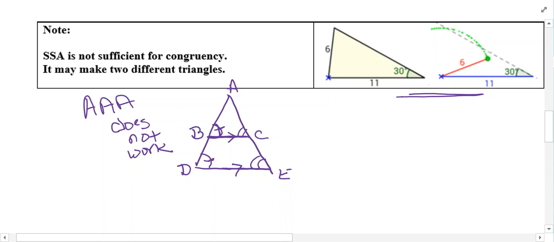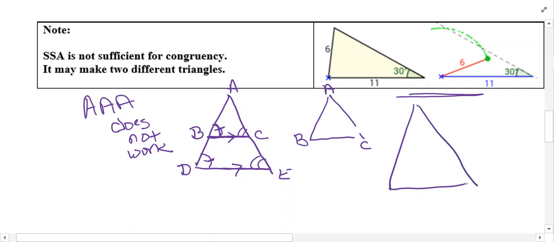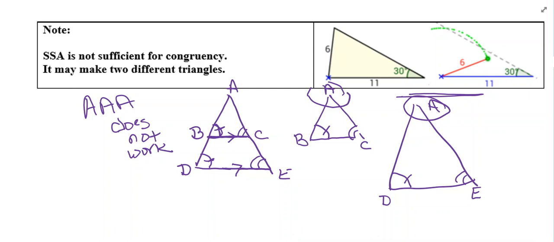So let's take apart the two triangles. We have triangle ABC, and then we have the large triangle ADE. We know that angle D here is congruent to angle B. We know that angle C is congruent to angle E. And this angle right here is congruent to each other because they're the same angle. But they're two different triangles. They are not congruent. So that's the reason that AAA does not work.